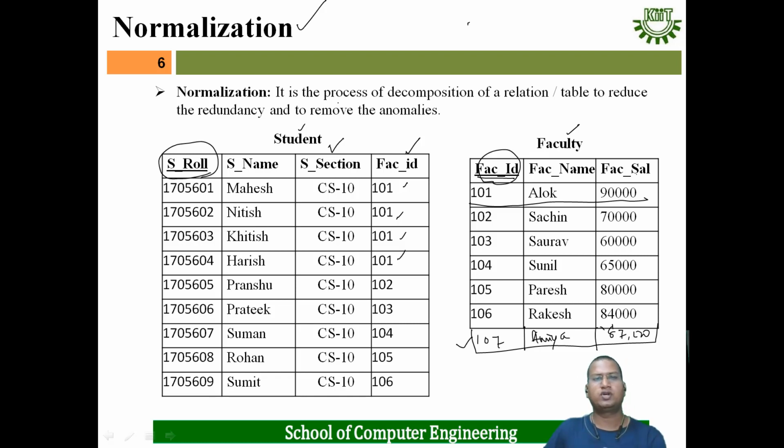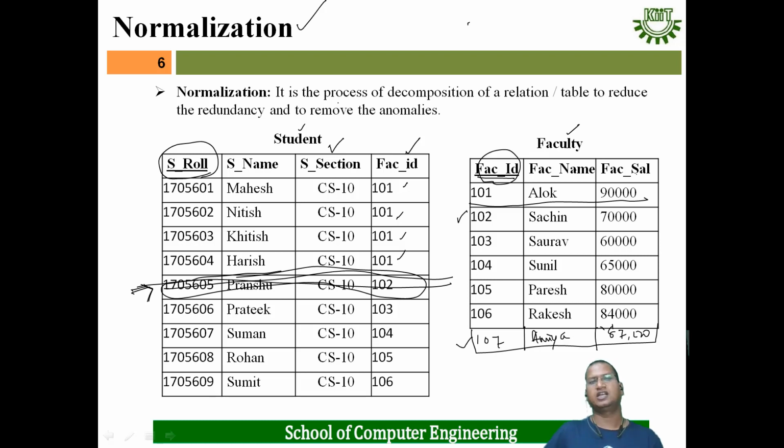Now suppose in between the semester, one student, Pransu, left the university. Can we delete his information? If we delete the information, does it miss any other information? Suppose I delete this information. Does it delete 102 faculty information? No. 102 faculty information is present in the faculty table, that means 102 Sachin 70,000. That means we can delete this information from here. That means the deletion anomaly is not present here.